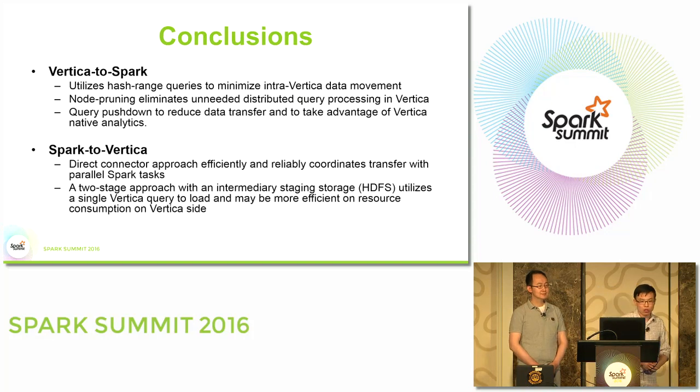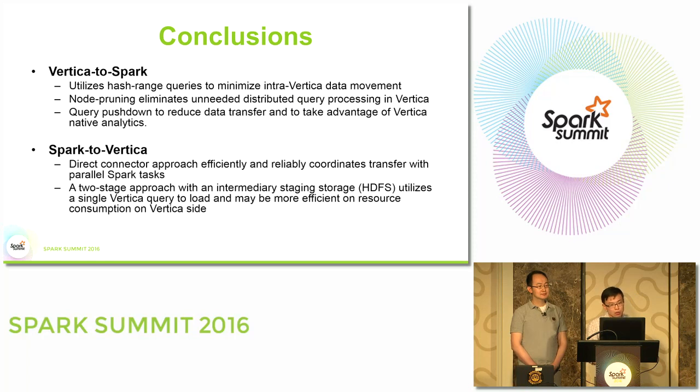OK, so in conclusion, we've talked about a connector that can move data from Vertica to Spark and also from Spark to Vertica. The V2S side integrates well with Spark SQL's data source API, which means that a lot of the things that you do in Spark SQL, like aggregations, joins, filters, projections, can all be pushed down into the queries that we generate. And so Vertica can process all of that computation. And when it processes that computation, it reduces the data transfer from Vertica to Spark.